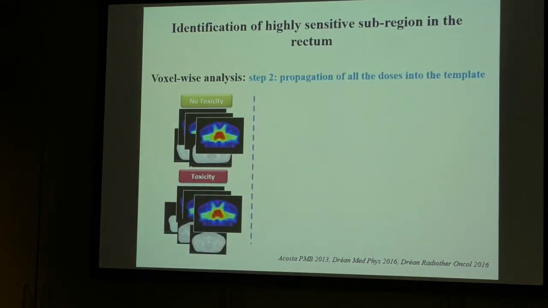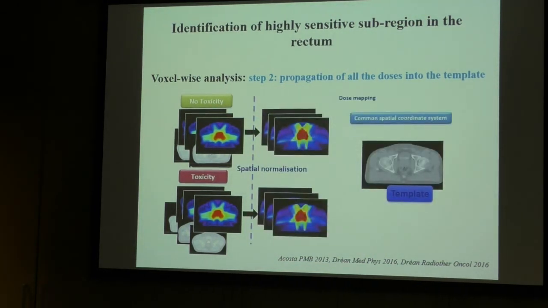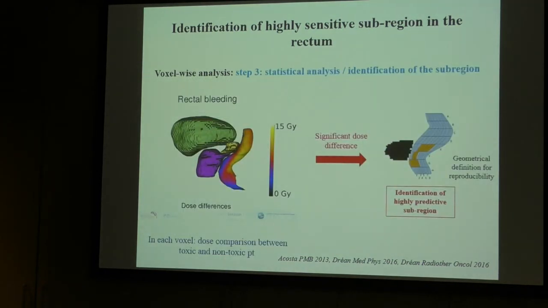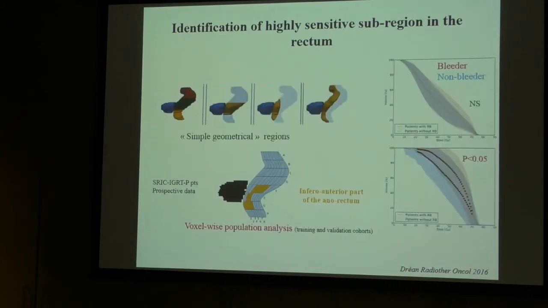And then again, to consider the patient without toxicity and the patient with toxicity, and to analyze each voxel and identify the voxels in which the difference in dose between patients with or without toxicity is significant, and therefore being able to identify a subpart, in this case of the rectum, which is particularly related to toxicity. And this is something we have done also.